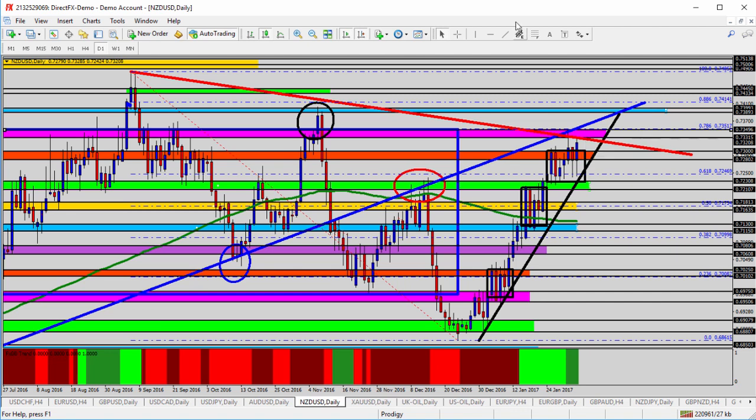So that's one Fibonacci. Second Fibonacci, let's take it and draw it from where the black circle is, that high, down to the same lowest low.